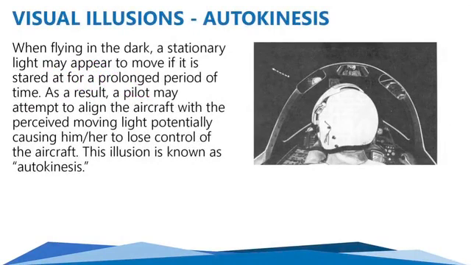All right. Next one we've got is autokinesis. So autokinesis is pretty simple. Anytime we're flying in the dark, if you stare at a light long enough, it could potentially look like it's moving, even though it's perfectly staying still. Your brain kind of misinterprets it, and what ends up happening is you'll try to actually orient the aircraft to that light as if it's moving. You're going to kind of follow it, which could potentially lead to loss of control of the airplane, right?